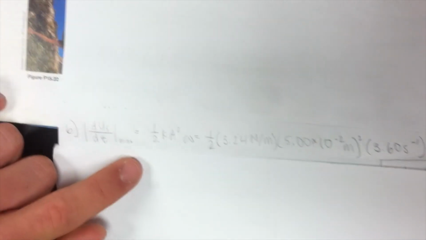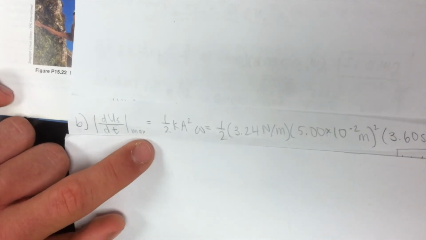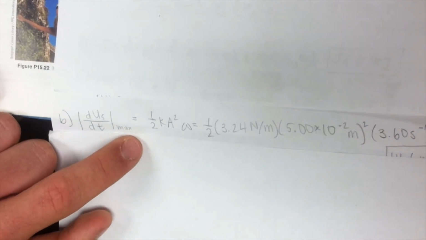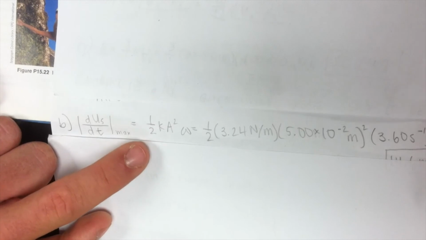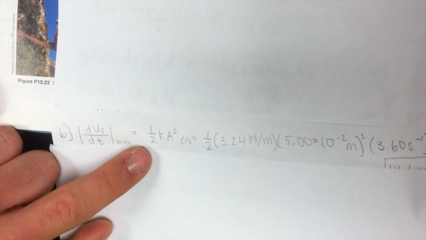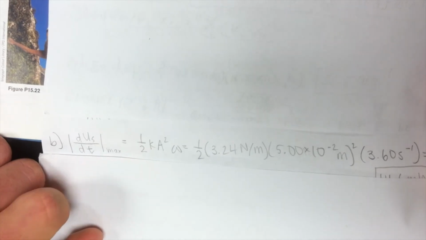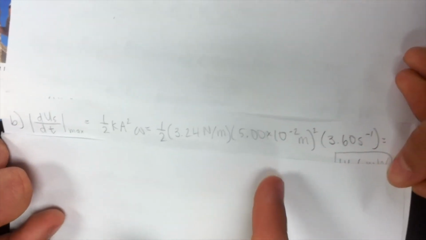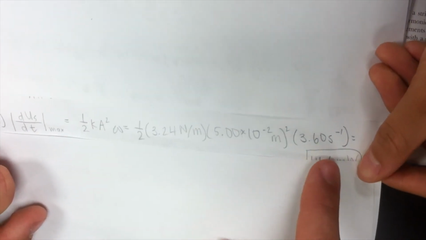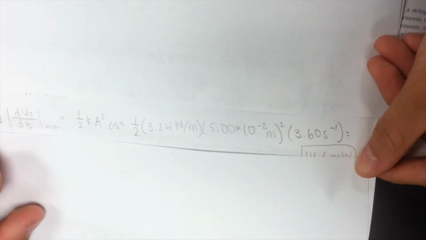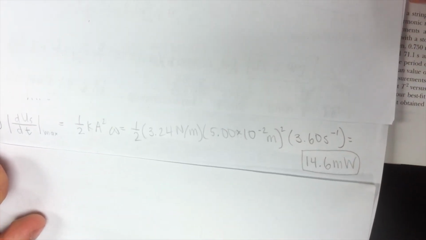For part B, we have to take the absolute value of the derivative of potential energy. And so the formula we saw above simplifies down to 1/2 k A squared omega. And so if we plug in our values for k, for A, and for omega, this simplifies down and we get the answer. The answer is 14.